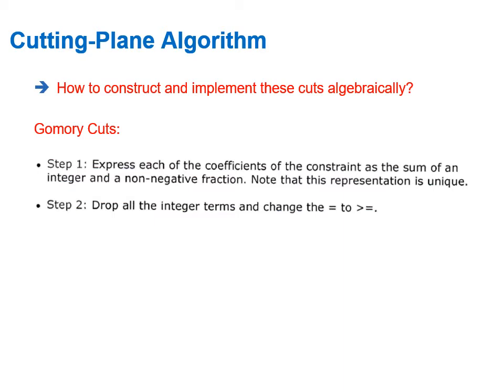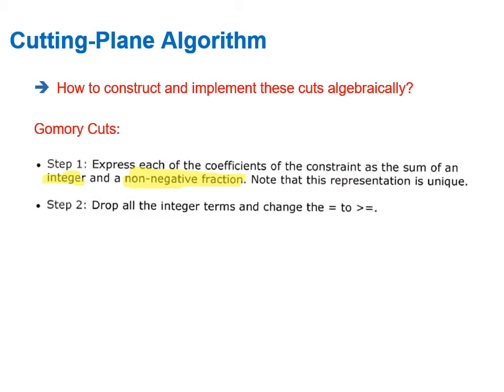Okay, so in that simplex tableau, we take one of the constraints for which the right hand side is fractional. Okay, we take such a constraint, and for this constraint, we express each of the coefficients of the constraint as the sum of an integer and a non-negative fraction. Okay, we will make examples, so if you don't understand by now, don't be confused, just continue and you will understand. Okay, this is just a preview of the algorithm.